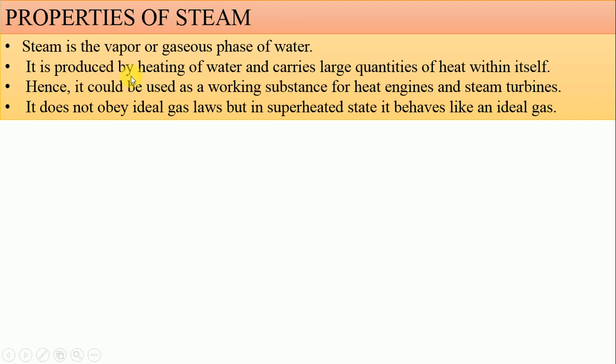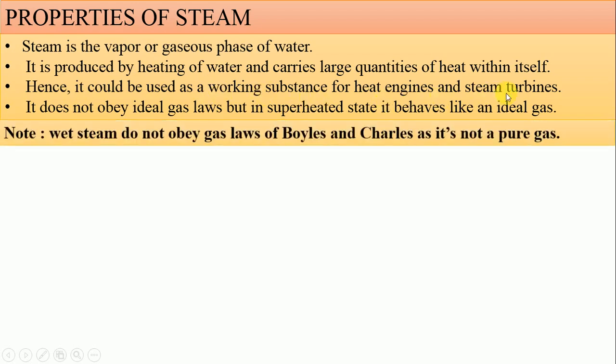It is produced by heating of water and carries a large quantity of heat within itself, because when we are heating the water, that amount of energy or heat will be carried by the steam. Hence, it could be used as a working substance for heat engines and steam turbines. In a petrol engine we require petrol as the working substance. In the case of heat engines and steam turbines, the working substance is the steam.